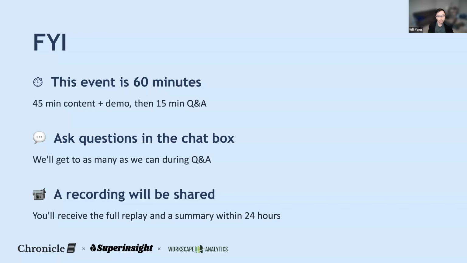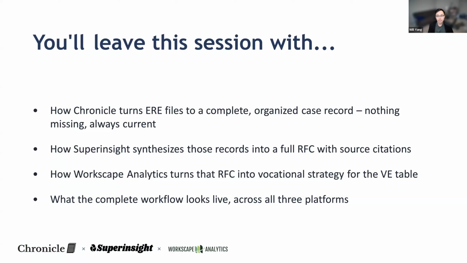And with that, we're going to go over a quick roadmap of what you're going to leave today's session on before I do a quick introduction to the speakers, and then we're going to explore this core workflow. By the end of today's session, what you're going to learn is how Chronicle turns ERE files into a complete organized case record so that nothing's missing and it's always current, how Superinsight synthesizes these records into a full RFC with source citations, and also how Workscape Analytics turns that RFC into vocational strategy for the VE table. And what's really cool about this is you're going to see by the end of it this entire workflow live across the three platforms.